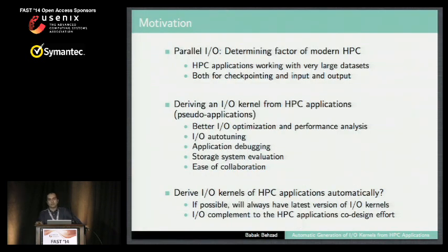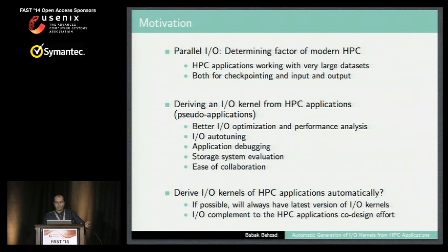As the motivation of this work, we all know that parallel I/O has become a performance-determining factor of modern HPC, mostly because HPC scientific simulations are dealing with very, very large data sets, and they have to do checkpointing and also input and output of this data. So it would be very good if we can derive an I/O kernel automatically from these HPC applications. By I/O kernel, I also mean pseudo applications in another terminology. The main reasons this is good to have are better I/O optimizations, performance analysis, I/O auto-tuning, application debugging, storage system evaluation, and it will also enable ease of collaboration in the HPC community.